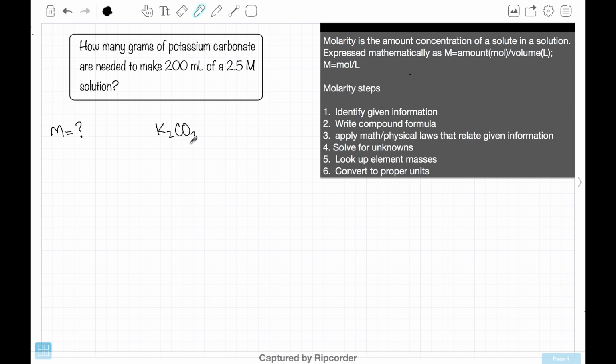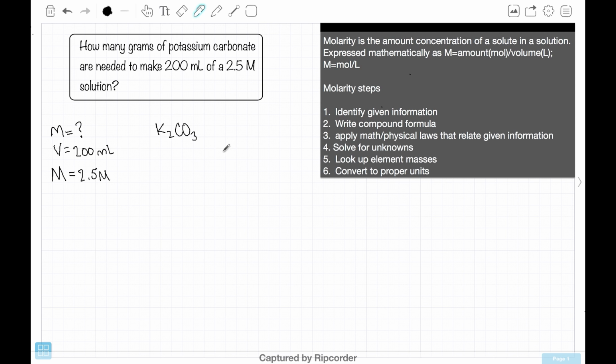It's K2CO3. And if you're unsure on how I came up with the compound formula, I have videos on writing compound formulas, so you should check those out. And the next piece of information we're given is that we have a volume of 200 milliliters. So here I'll just write V is 200 mL. And lastly, we have a molarity of 2.5. So uppercase M is 2.5.